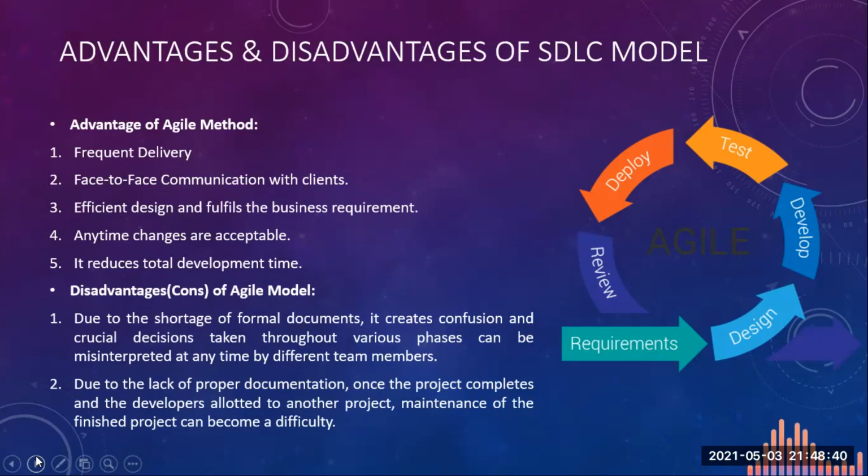Now, there are two very big disadvantages of the Agile model. The first is that due to the shortage of formal documents, it creates confusion, and critical decisions taken throughout the various phases can be misinterpreted at any time by different team members. Second, due to lack of proper documentation, once the project completes and the developers are allotted to another project, maintenance of the finished project can become difficult.